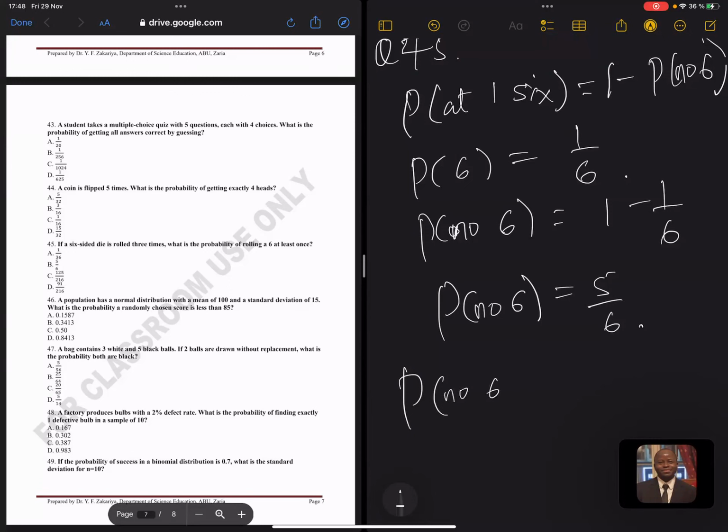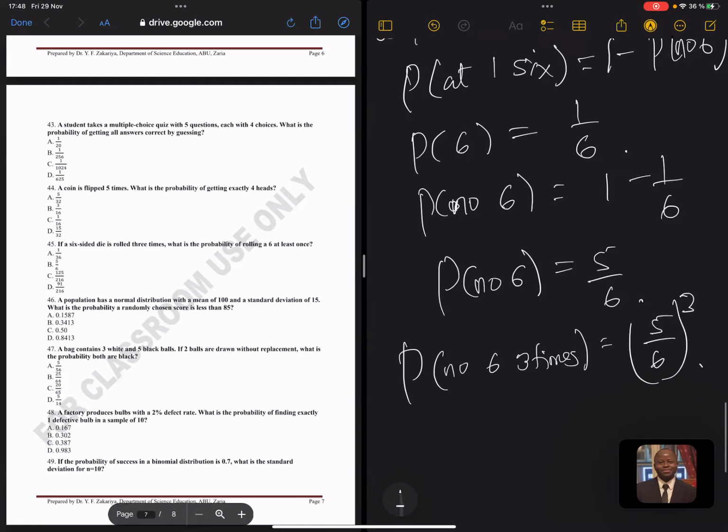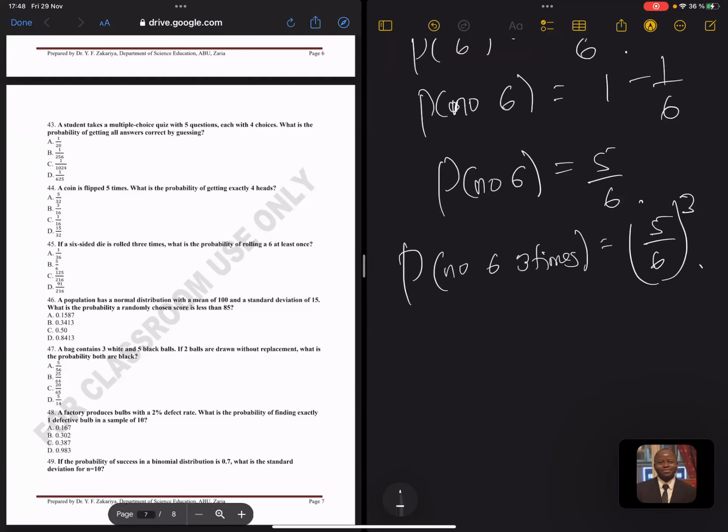No 6 3 times. Okay, it's going to be 5 over 6 raised to the power of what? 3. 5 over 6 times 5 over 6 times 5 over 6. Okay? So what do you get? 5 over 6 times 5 over 6 times 5 over 6. What is 5 times 5 times 5? 125, right?